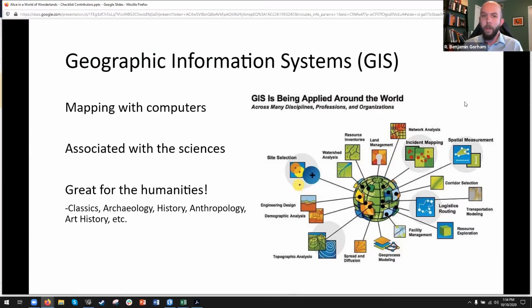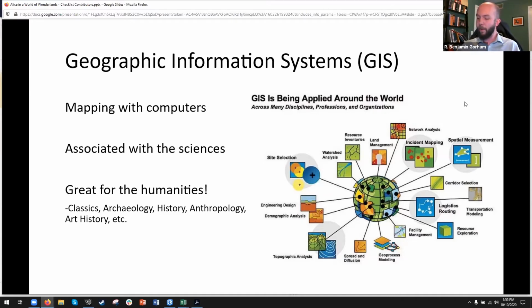So GIS, which you may have heard of in passing, is not generally associated with the humanities or with things like studying Alice in Wonderland. In short, it's just mapping with computers. And it finds most of its implementation in the sciences and things like engineering, epidemiology, earth sciences, that kind of thing. But as someone who came to this from classics and from archaeology, it's great for the humanities as well. And everyone should use it for the humanities, no matter what your field is. It has applications for you, I promise.